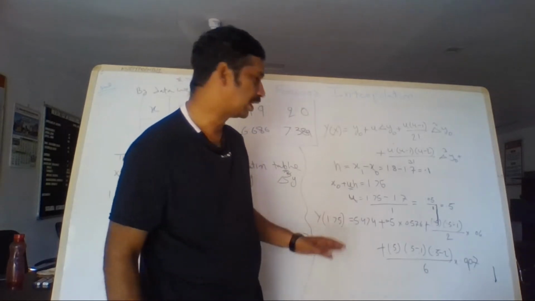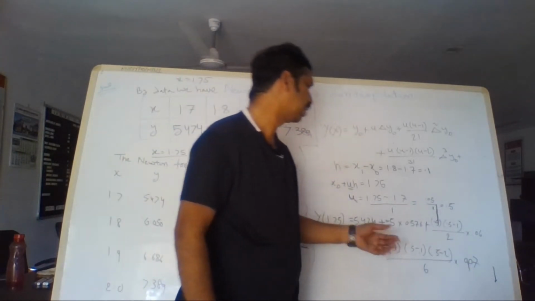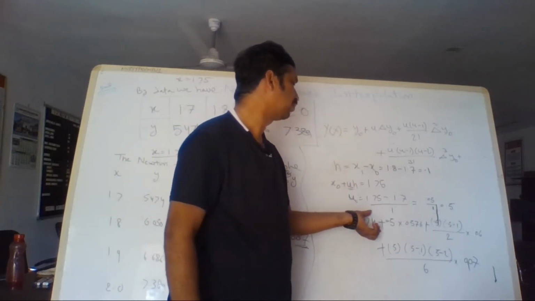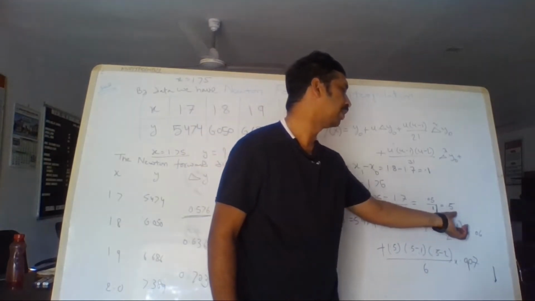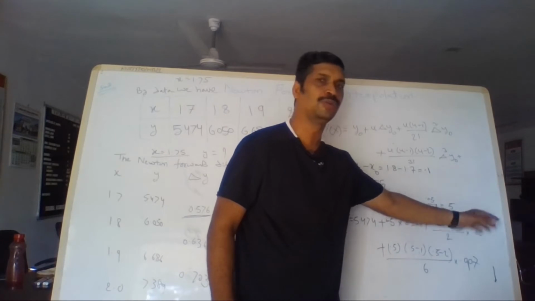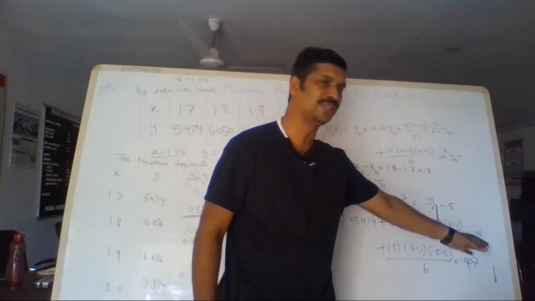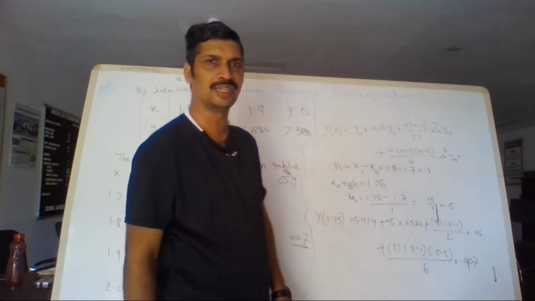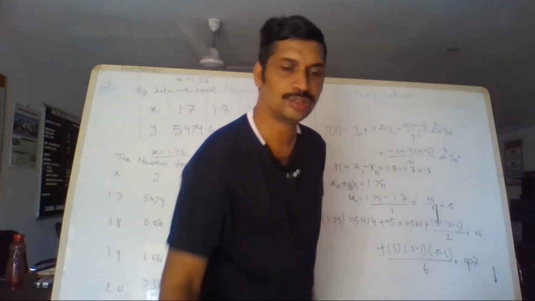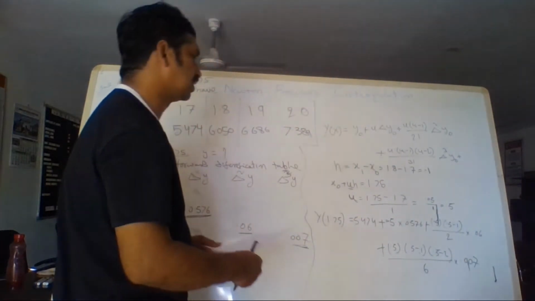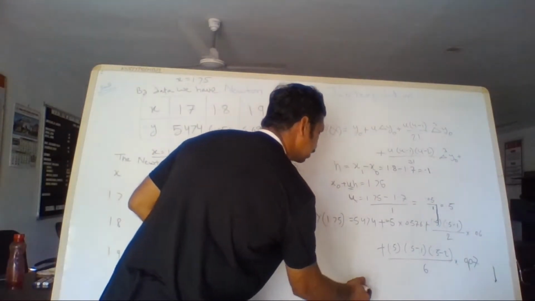A calculator is required in order to solve this type of expression. How do we solve this expression using a calculator? We will take 5.474 plus 0.5 into this one plus 0.5 into 0.5 minus 1 by 2, divided by 2, into the answer. Once again, type these values and we will get the answer directly in the calculator. In one step, we will solve all these expressions using the calculator.